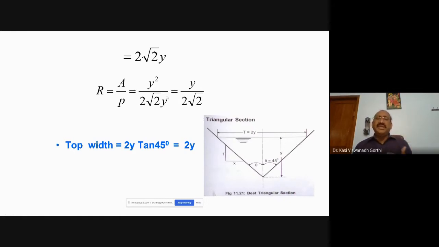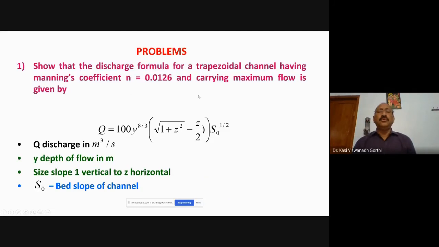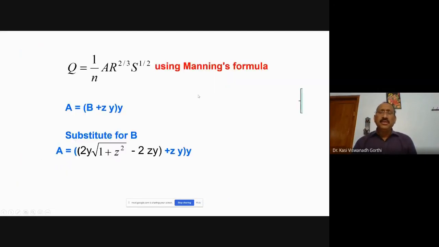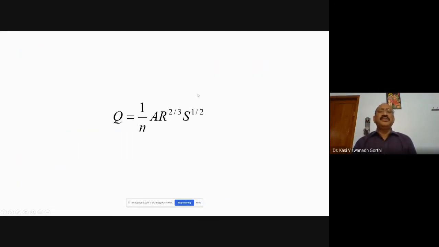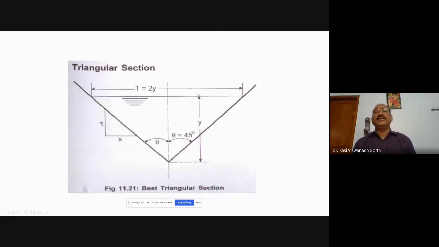Have you noticed the difference? R is half of depth of flow for rectangular, R is half of depth of flow for trapezoidal, but in this case R will be equal to half of y by root 2. This is the condition for the most economical triangular section. So these two problems, I hope, are clear to you. Please take a piece of paper, note down the problem, and start working.